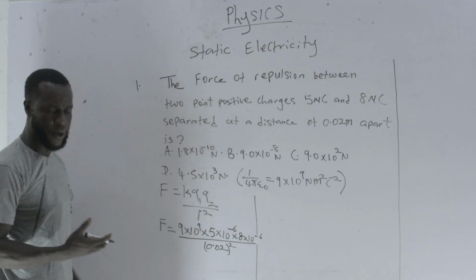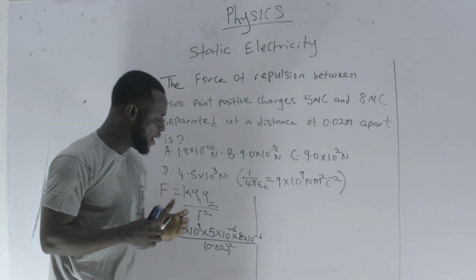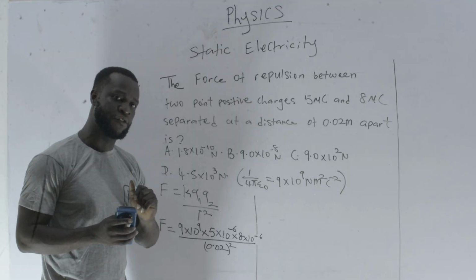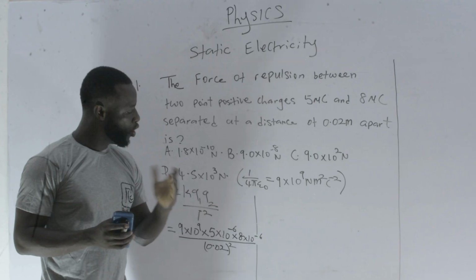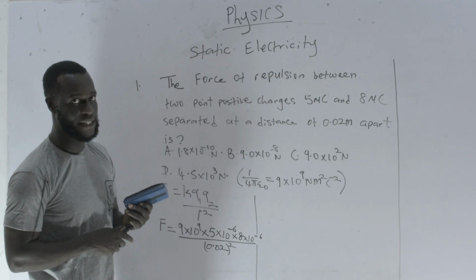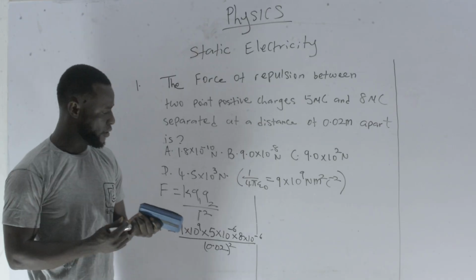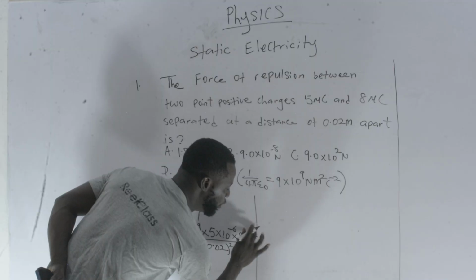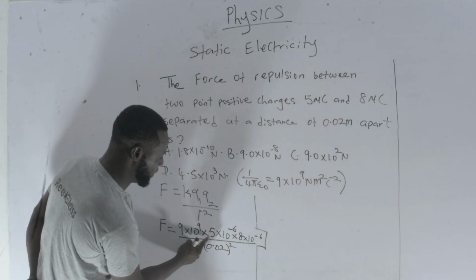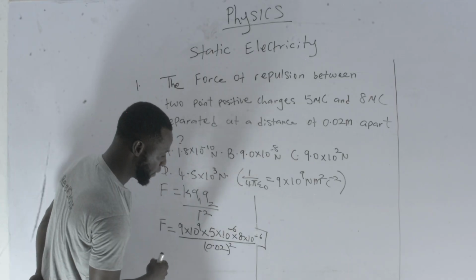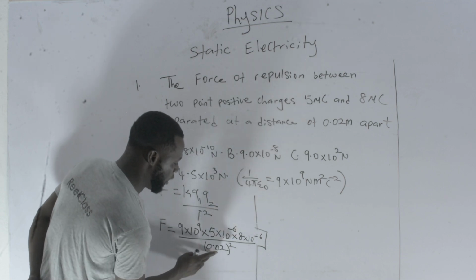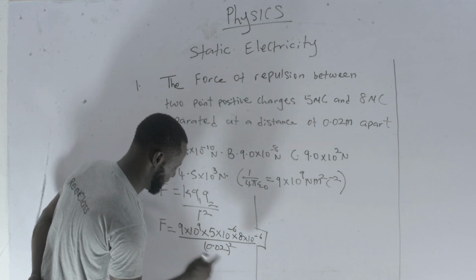Now, all we have to do is to break down. If you are a WAEC student, you will not have too much of a problem here. But if you are a JAMB student, the calculator that they are going to give you will not be a scientific calculator. So you need to know how to work around this without a scientific calculator. They will just give you a basic calculator. Now, how do we do that? Simple. I can simply do 9 times 5 times 8.